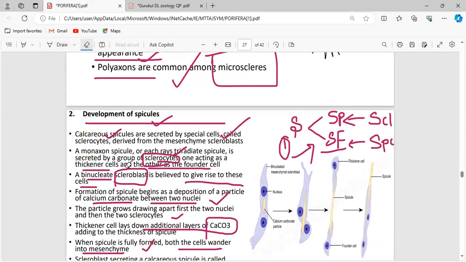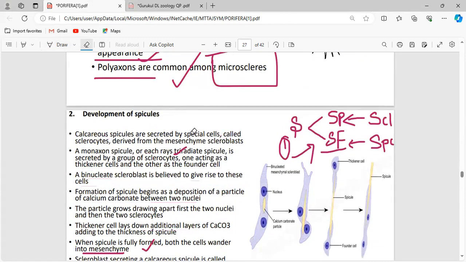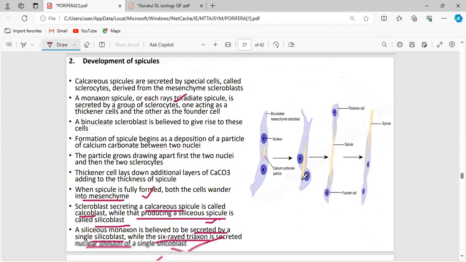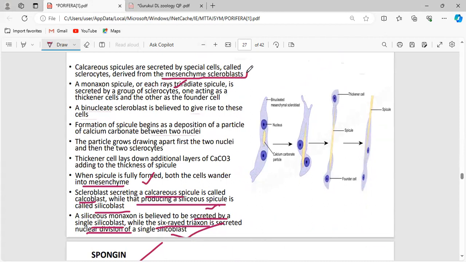Now, coming to the development of the spicules. Look at the picture. This is the scleroblast, the mesenchymal scleroblast. This mesenchymal scleroblast has two nuclei in it, so it is called the binucleated mesenchymal scleroblast. Between these two nuclei, a small particle is present, and that particle is made up of calcium carbonate. After some time, this calcium carbonate will be elongated.